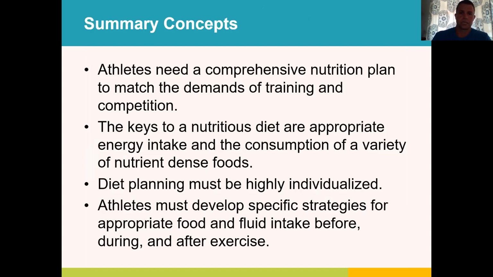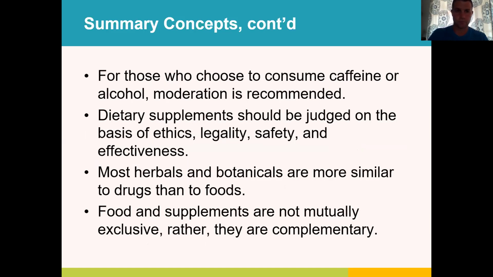So again, athletes need comprehensive nutrition to match the demands of what they're doing. They should try to get as much of it from food first, then we'll start adding in some supplementation later. Again, diet planning is individualized. It should always be individualized. The athletes and the trainers need to develop specific strategies so they can meet their food needs and perform well. For those who choose to consume caffeine or alcohol, moderation is recommended. For caffeine, some studies show that, compared to what they used to tell you, you can actually have quite a bit more. Not huge amounts, but that has changed over time.